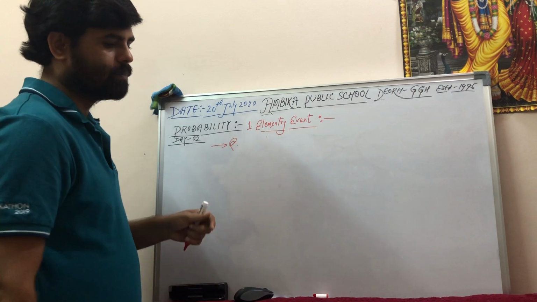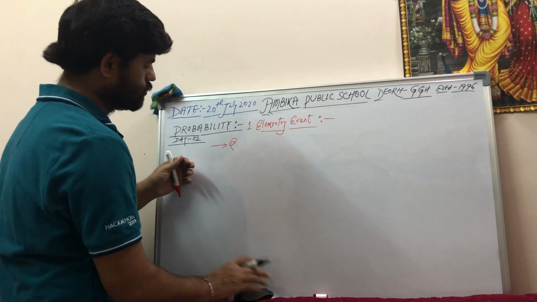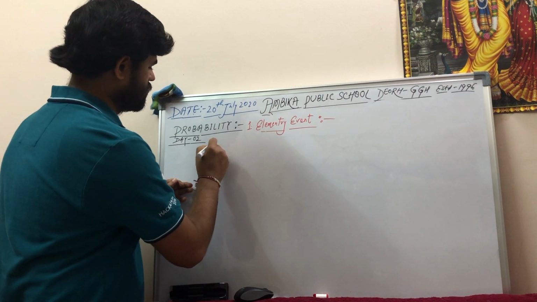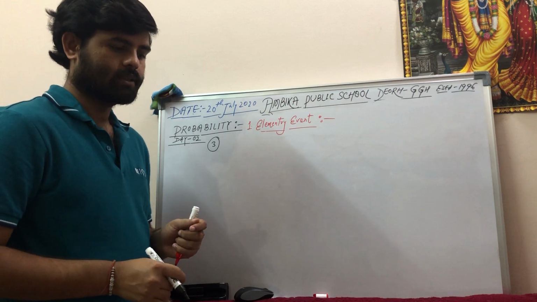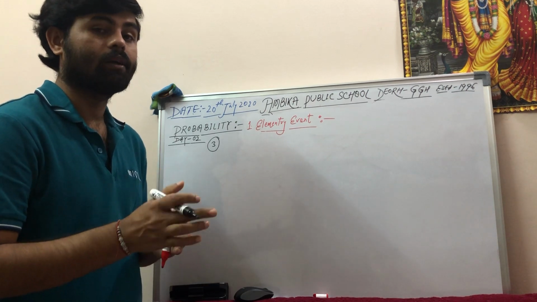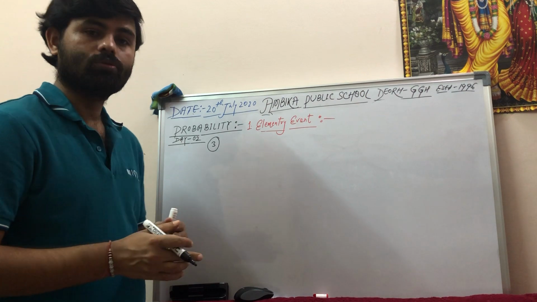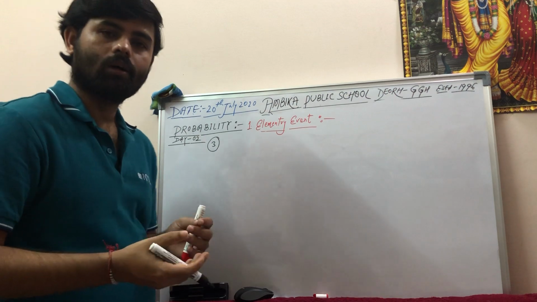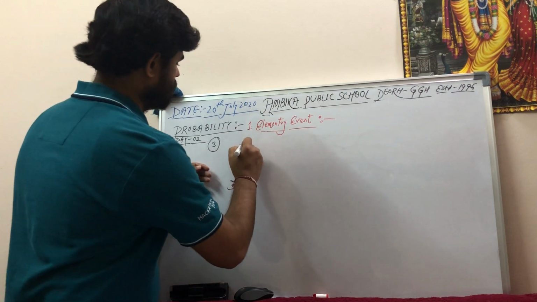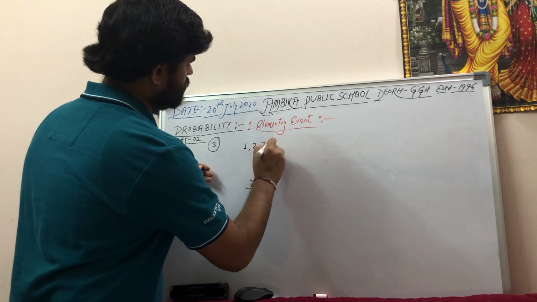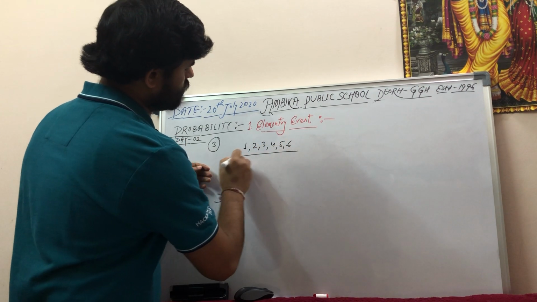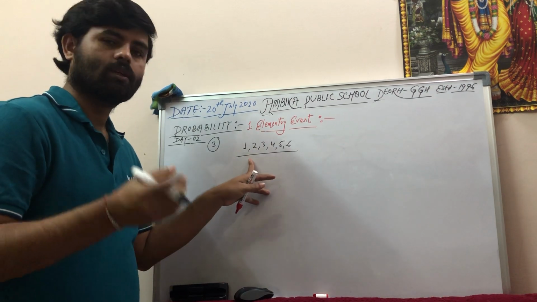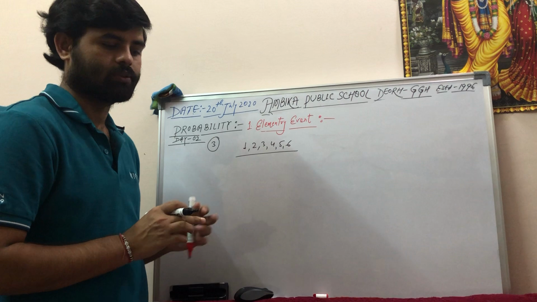Fine. Another example is the question in your book, question number 3. Suppose we throw a die once. In a die, how many numbers are there? 1, 2, 3, 4, 5, 6, right? A die means Ludo chakri. How many numbers can you see on the Ludo chakri? 1, 2, 3, 4, 5, 6, right?